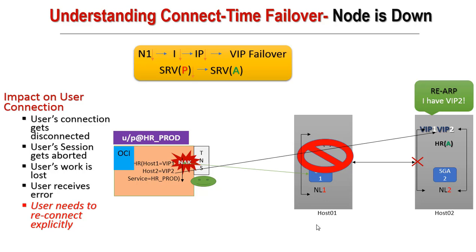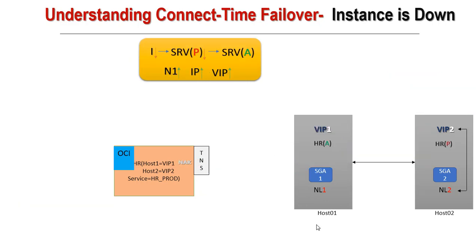Obviously the impact is going to be that the client is still going to give the username and password, still get the error, and will try to connect to the second node. Now in terms of this configuration as well, we are going to find out that the particular service is going to make an impact on the system. The user's connection is gone, the session is gone, the work is lost, and the client is going to receive the error, and is going to be required to reconnect explicitly. Very, very important.